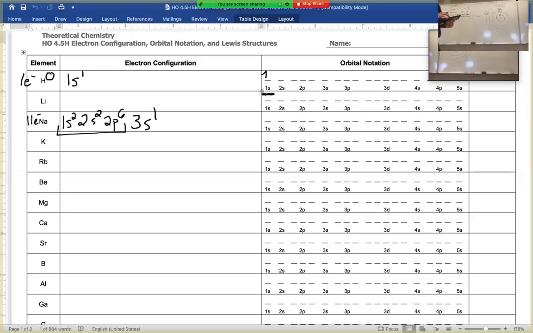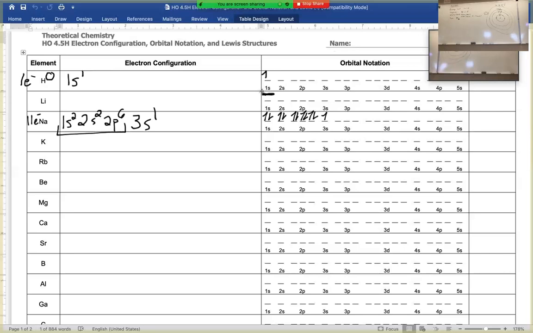The first thing I would do is fill in my arrows. We've got 2 in the 1s, 2 in the 2s, all 6 in my p's, and 1 in the 3s. I'm just doing half arrows because it's easier to draw them. Hope that's okay. How are we doing? Clear as mud.